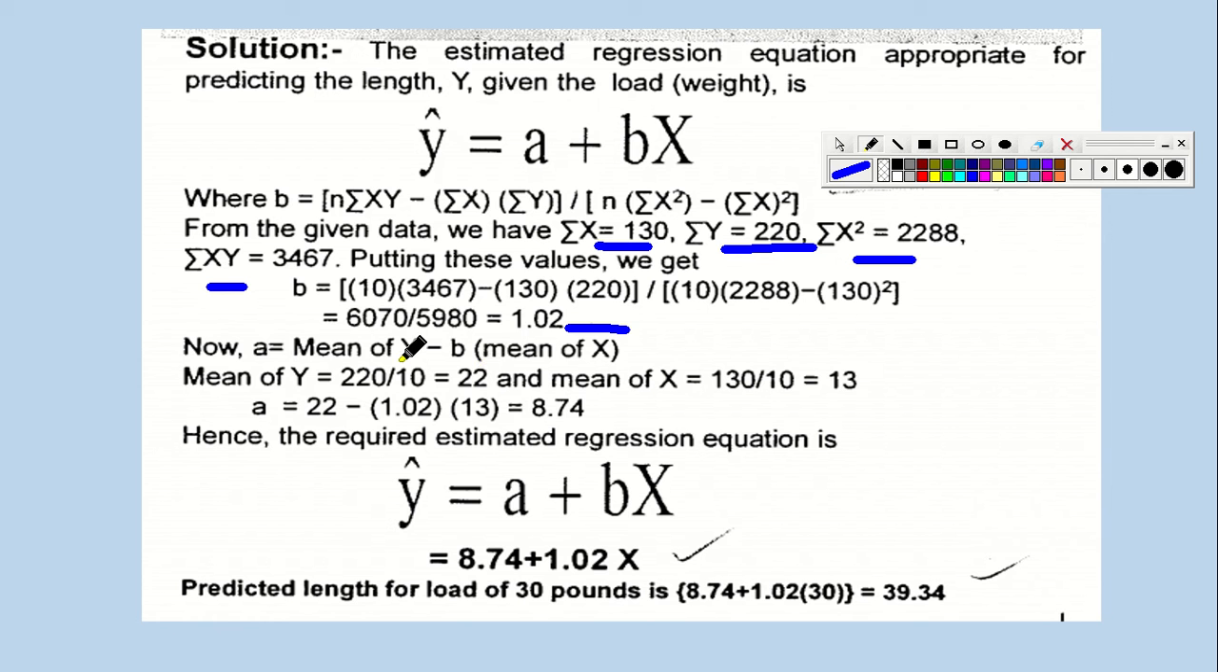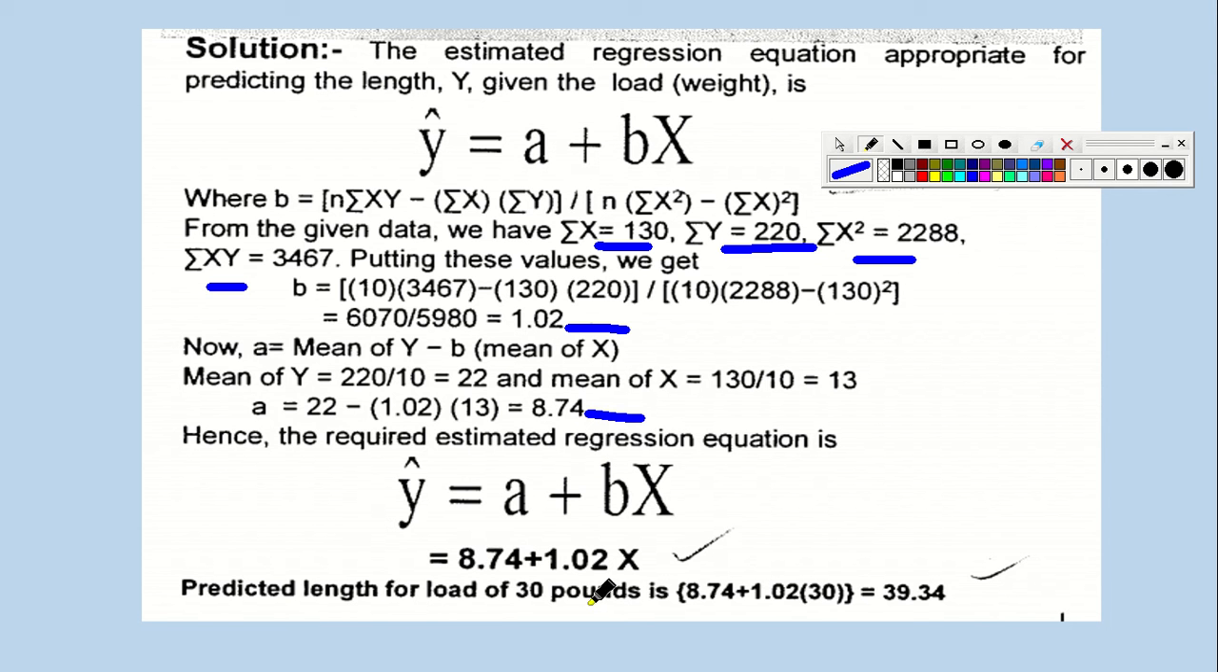a बराबर होता है mean of y minus b into mean of x. Mean of y is equal to 220 divided by 10. y का क्वांटिटी आप देख लें और होल पे डिवाइड कर लें which is equal to 22. And mean of x का क्वांटिटी 130 divided by 10 which is equal to 13. So a is equal to 22 minus 1.02 into 13 is equal to 8.74. Hence the required estimated regression equation is this.